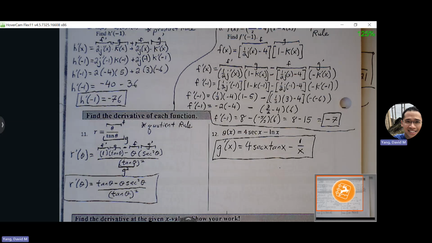Is it possible that theta is going to be a variable? Like on number 11, theta is what? Like a variable, like x, not like a number. Oh wait, theta is a variable. It could be r equals x over tan of x. Is that what you're asking? Yeah. So if it's x or theta, just treat it like you would x or any variable.